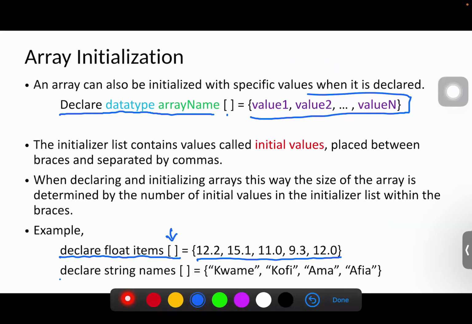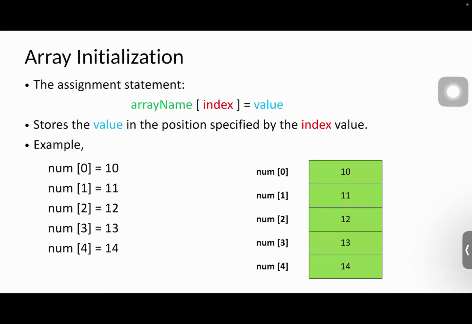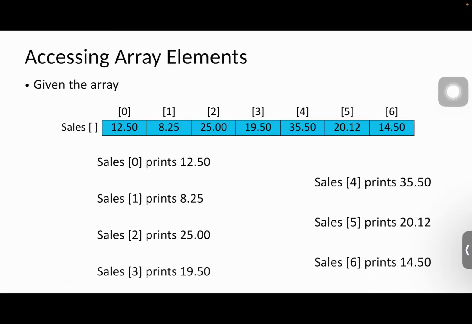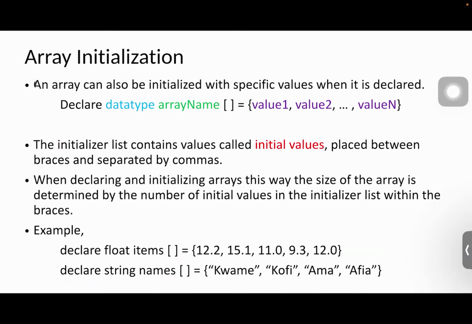Another example, we have declared an array called names. The data type is string, and we are putting the names Kwame, Kofi, Ama, and Efia inside. You could have also decided to just write names, and then at position 0 put Kwame. Sorry, I think I missed the slide. But you can put them in one by one yourself, or you can put them in together like how you are seeing over here.